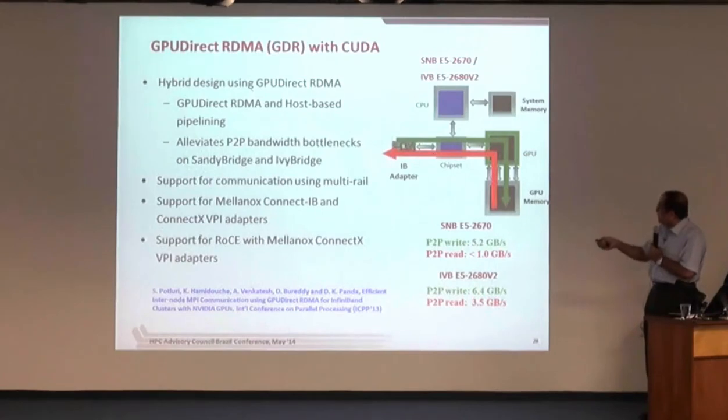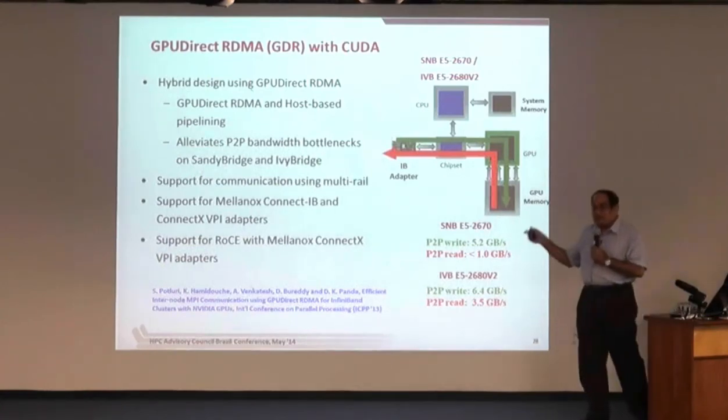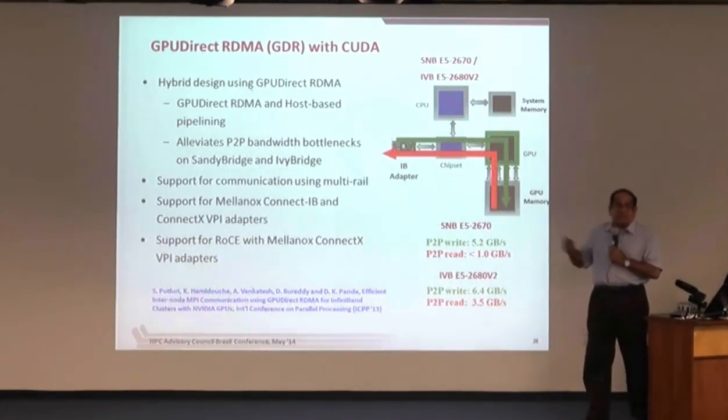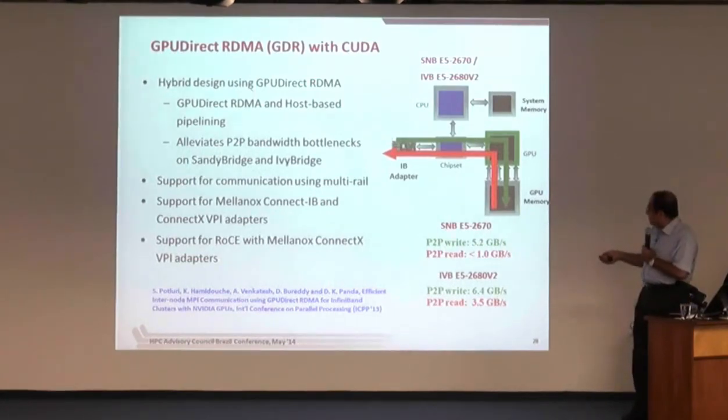But on the other hand, if you do the read, it is very pathetic. And that has nothing to do with the problem with IB or GPUs, it is the problem with the Intel chipset. And it has been there for some time. It was there in the Sandy Bridge, it has been improved a little bit on the Ivy Bridge, but still you will see there are differences.